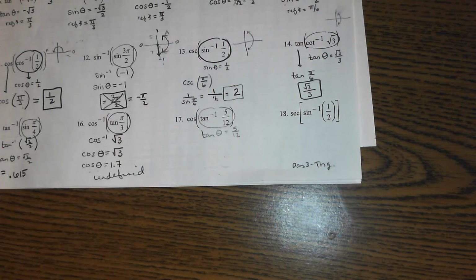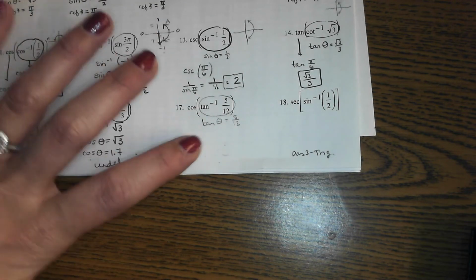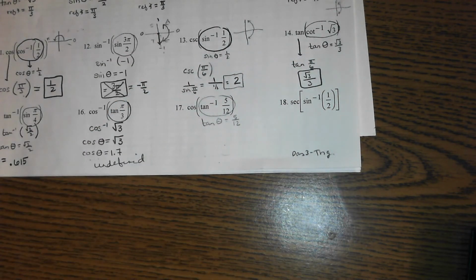And we do want an exact answer for this one, which you're probably not going to be able to come up with on the calculator. Let's pretend I did it on the calculator. So inverse tangent of 5/12. 5/12 is clearly not on our chart.